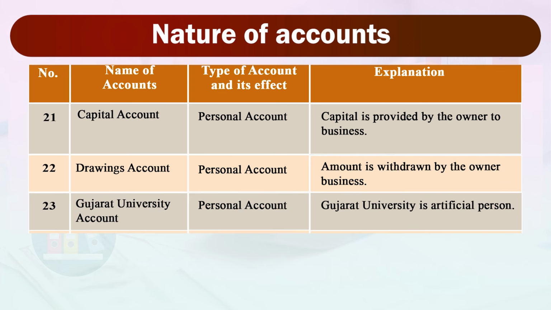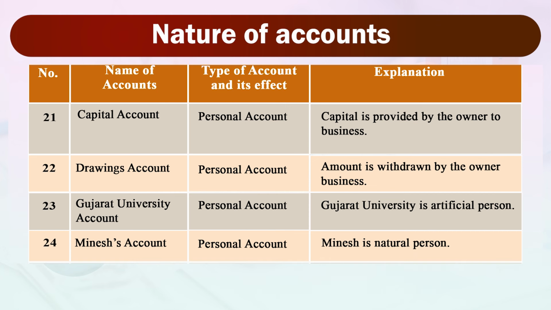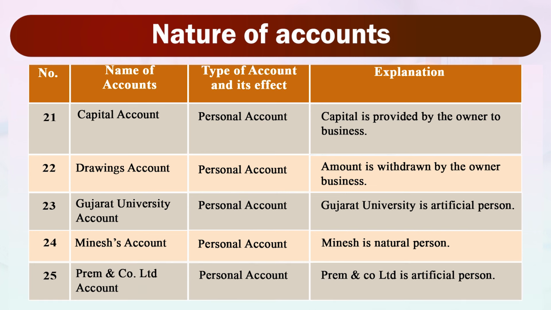Next is Gujarat University account. Now, Gujarat University is an artificial person in case of accounting. So, again it will be treated as a personal account. Next is Minesh's account. Minesh is a natural person. So, again it is a personal account. Next is Prem and Company Limited account. Prem and Company Limited is an artificial person from the perspective of accounting. So, it will be treated as a personal account.